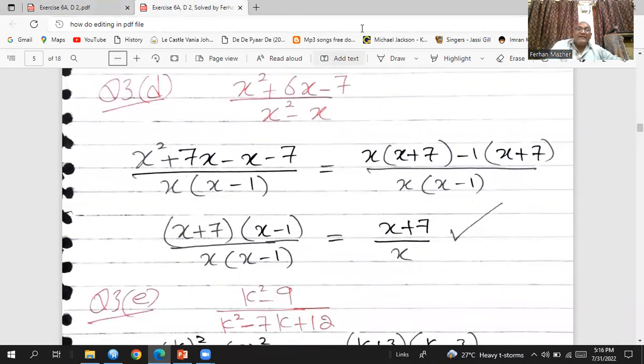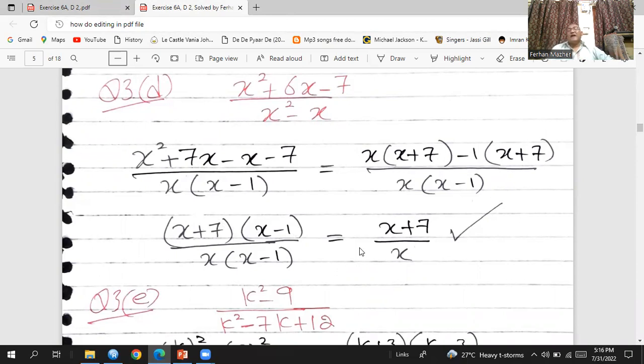So now I can take x plus 7 common from both these terms in the numerator. So you will have x plus 7, and in the other bracket, you will have x minus 1. And in the denominator, you have x bracket x minus 1 bracket close. So x minus 1 and x minus 1 will be cancelled.